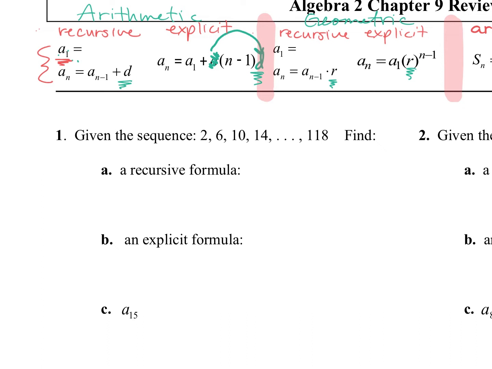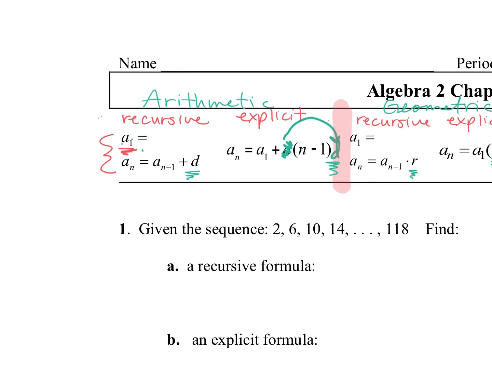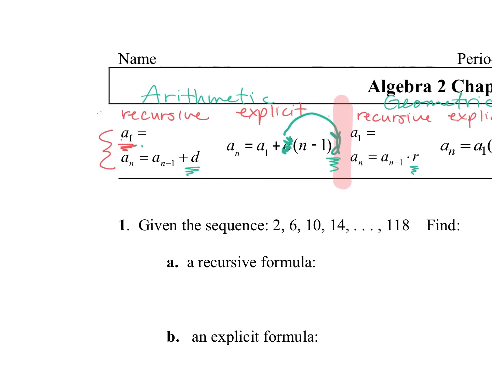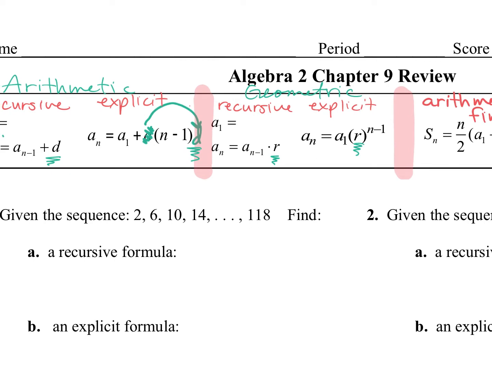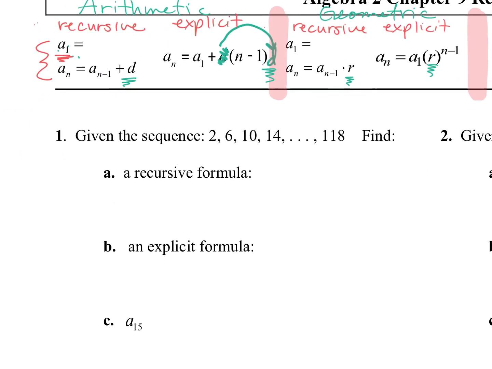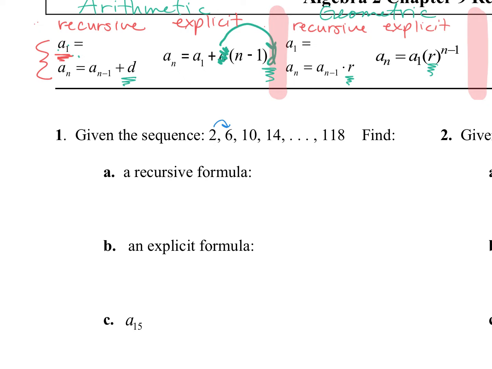So the first thing you have to figure out is it arithmetic or is it geometric? Okay. What is happening here? You're adding 4 each time.